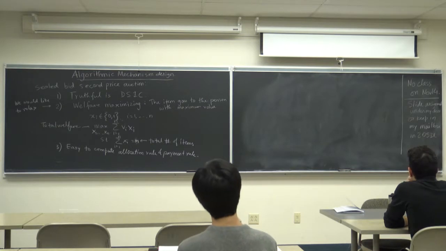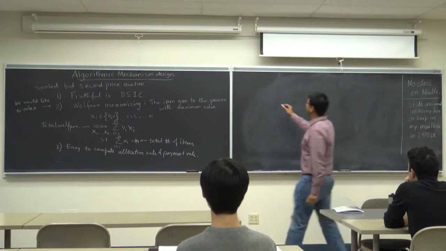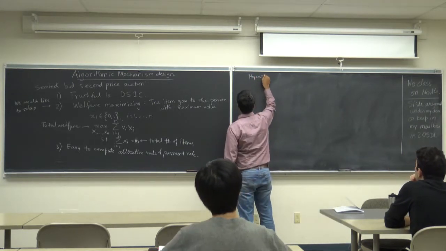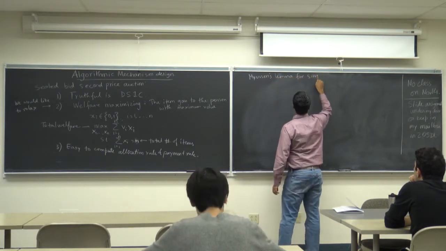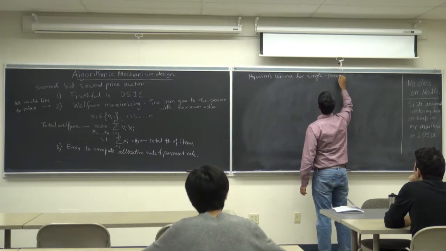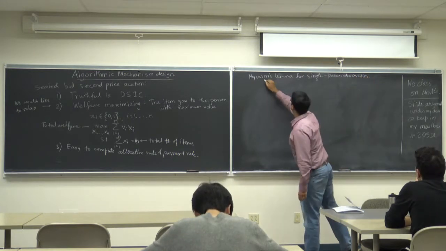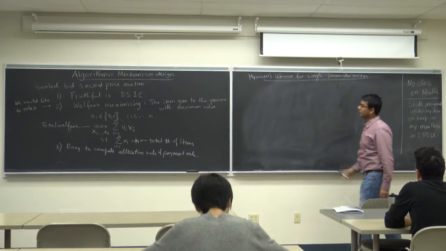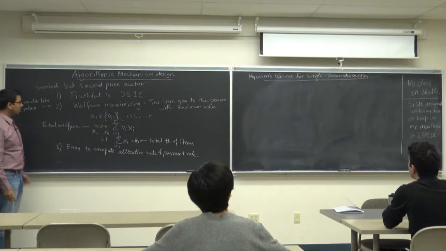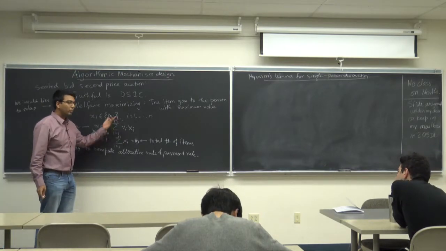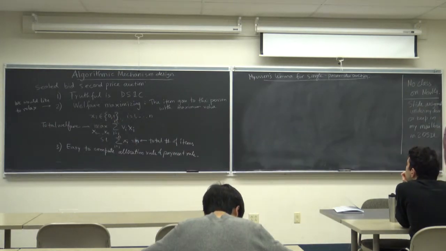So in order to get to where we want to go, I'll talk about Myerson's lemma. Lemma for single parameter auction. Okay, so single parameter auction means each buyer only bids Vi. Okay, so that's only one parameter. It's just a real number. That's it.